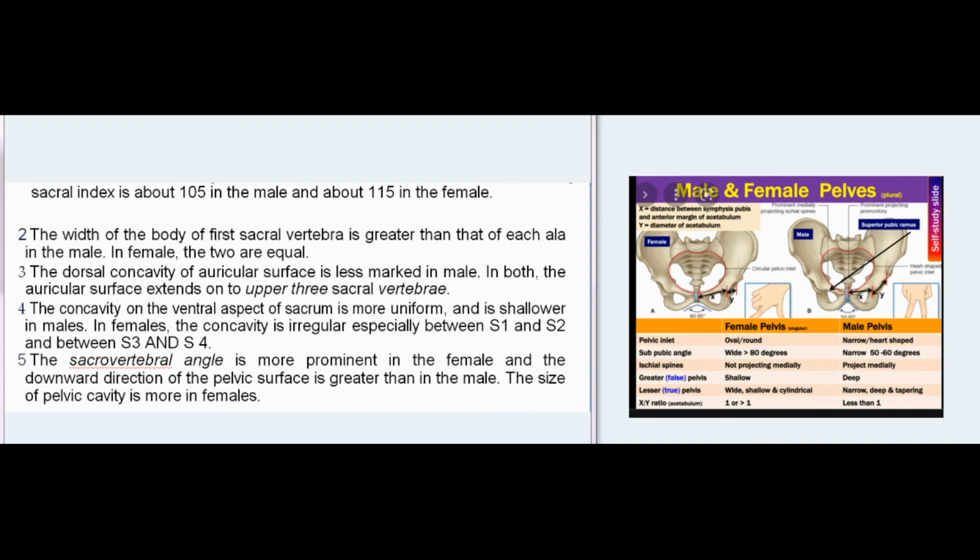2. The width of the body of the first sacral vertebra is greater than that of each ala in the male. In the female, the two are equal. 3. The dorsal concavity of the auricular surface is less marked in the male. In both, the auricular surface extends onto the upper 3 sacral vertebrae. 4. The concavity on the ventral aspect of the sacrum is more uniform, and is shallower in males. In females, the concavity is irregular, especially between S1 and S2 and between S3 and S4. 5. The sacrovertebral angle is more prominent in the female and the downward direction of the pelvic surface is greater than in the male. The size of the pelvic cavity is more in females.